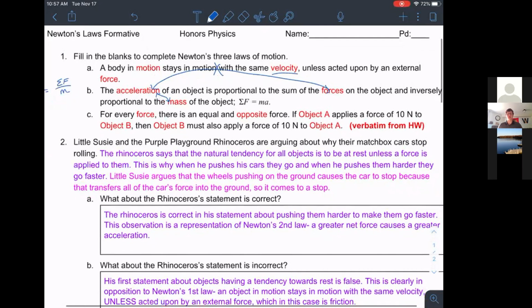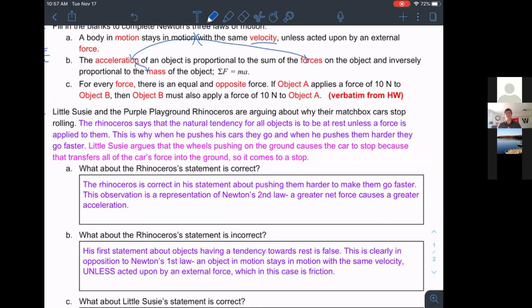All right, so then part 2 or question 2 talked about the purple playground rhinoceros and little Susie arguing about their Matchbox cars coming to a stop. The rhinoceros said that the natural tendency for all objects is to be at rest unless a force is applied to them. This is why he pushes the cars and they go, and when he pushes them harder, they go faster. Little Susie argues that the wheels pushing against the ground cause the car to stop because there's a transfer of all the car's force onto the ground, so it comes to a stop.